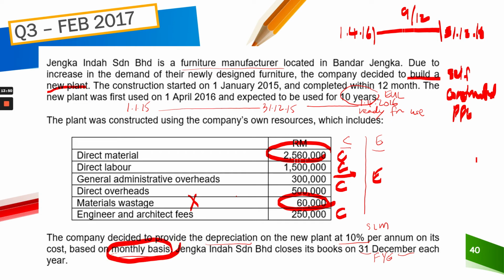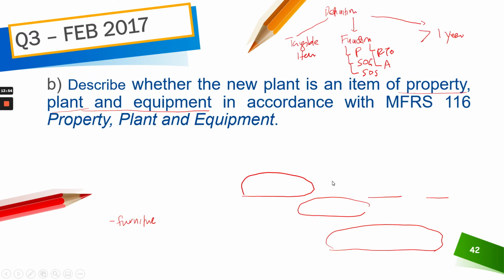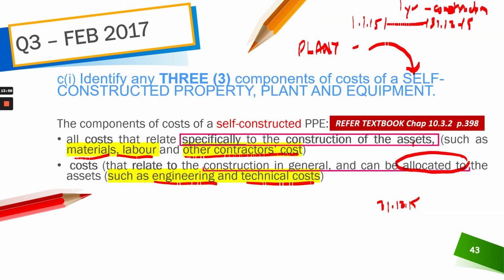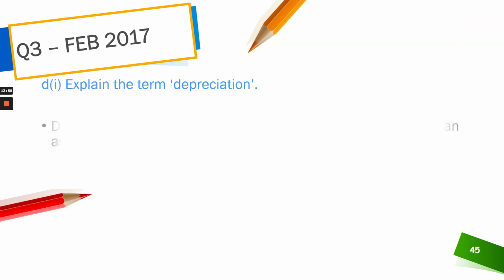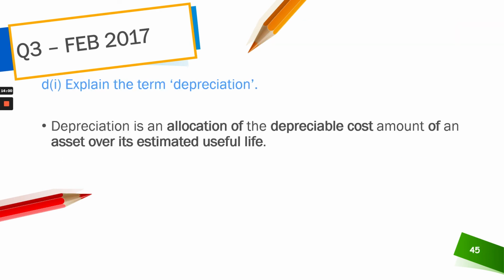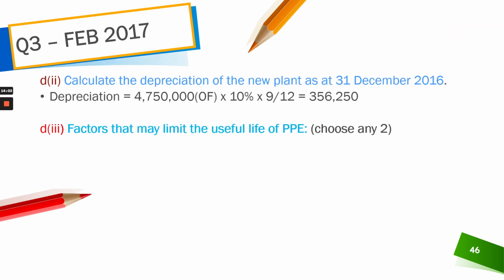So that is why the initial cost is apportioned for 9 months, because of the period in the current year that we are concerned with, which is 31st of December 2016, from 1st of April until 31st of December 16. So that gives you 356,250.